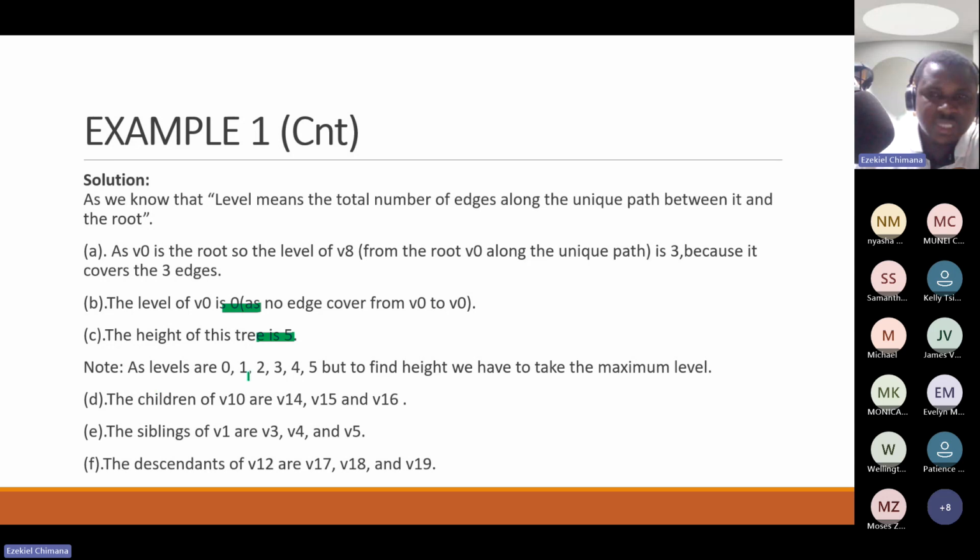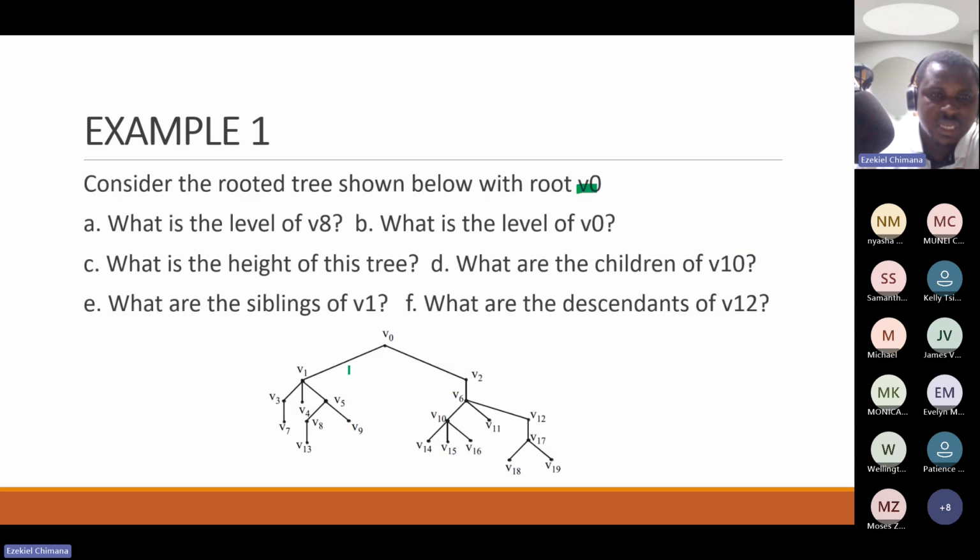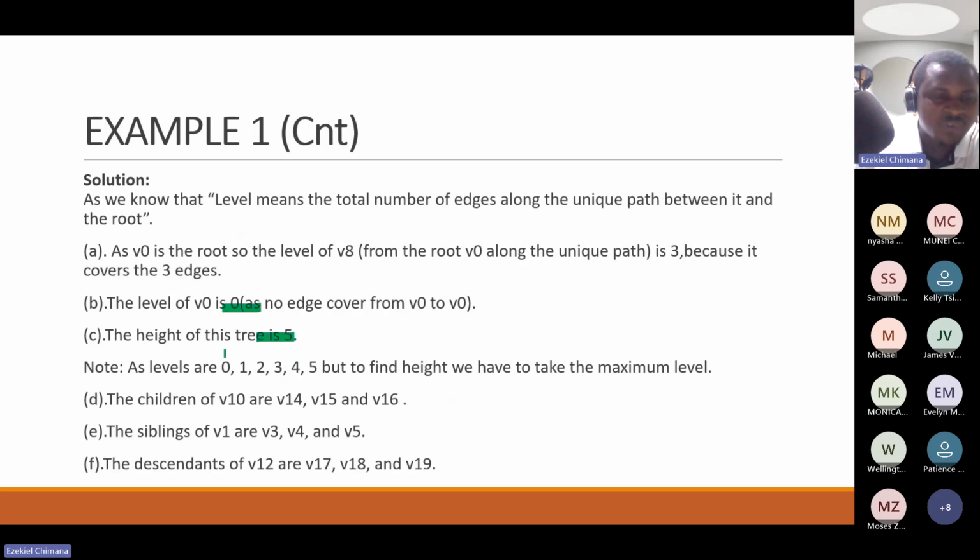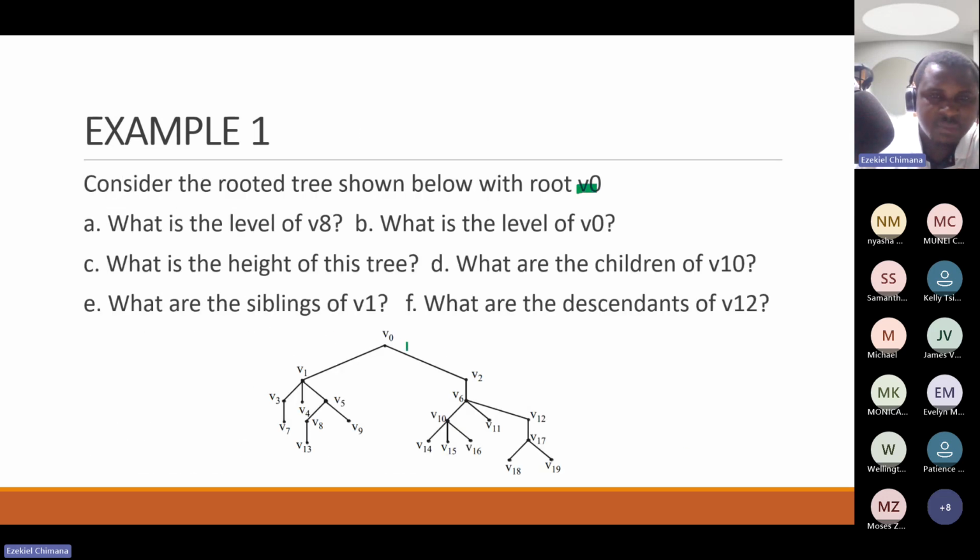Note that the level starts from 0 here. You need to know that the level starts from 0, 1, 2, not up to 5 but up to 4. But for the height, you start at height number 1, number 2, up to 5. You need to know that.